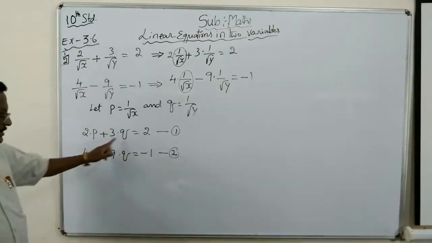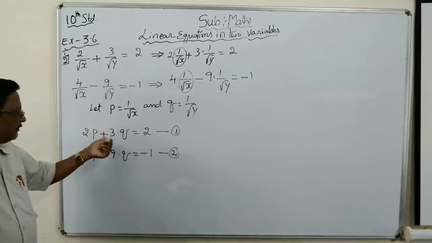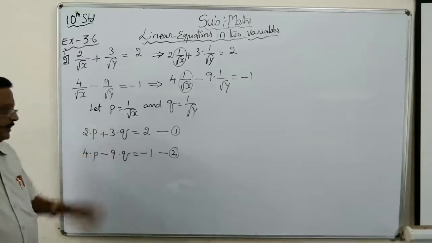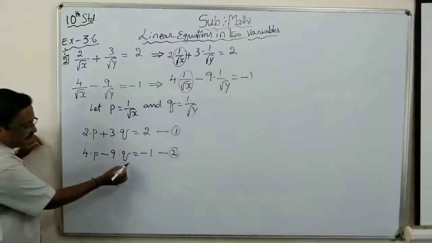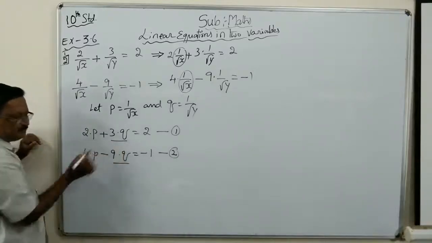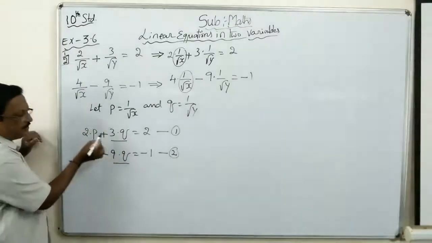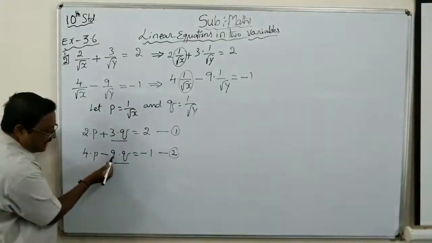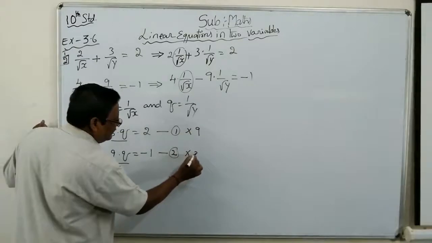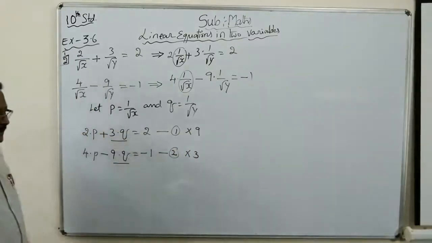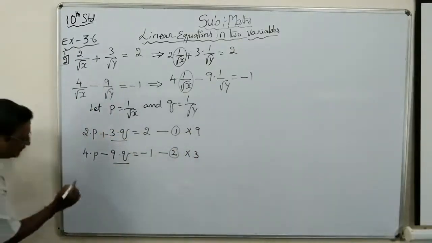When you get equations 1 and 2 in the form of a pair of linear equations, equating the q coefficients, here 9 is there, here 3 is there. It means this one is multiplied by 9, this is multiplied by 3. Equation 1 is multiplied by 9 and equation 2 is multiplied by 3.